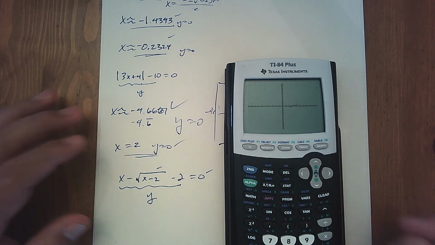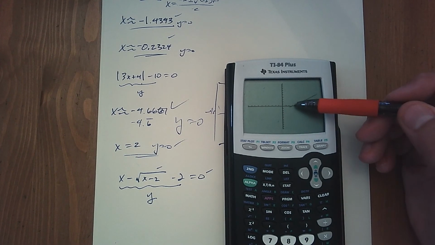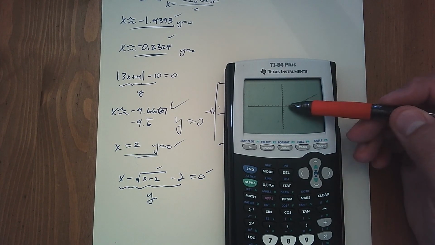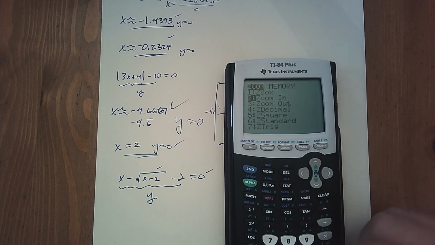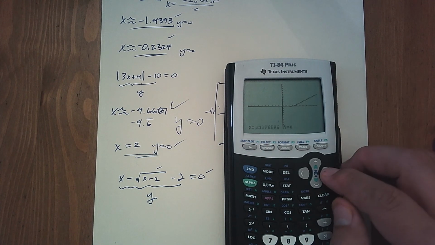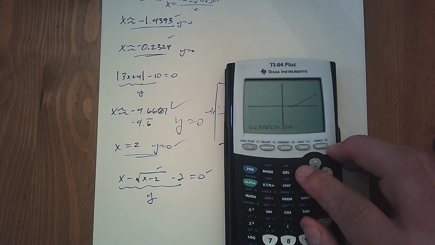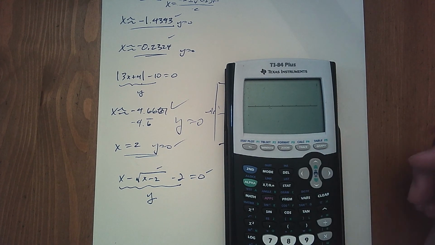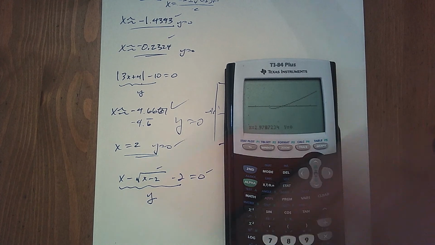Graph it. I believe I left on the standard viewing rectangle, so we can see there does seem to be some action right about in here. It's kind of hard to see exactly, so how about we use that good zoom feature. We're going to zoom in. My cursor is at 0, 0, so let's move it over to the right, how about right there? That seems to be where the action really is. Let me press enter, and the graph zooms in on that feature. There does seem to be an x-intercept right around there.